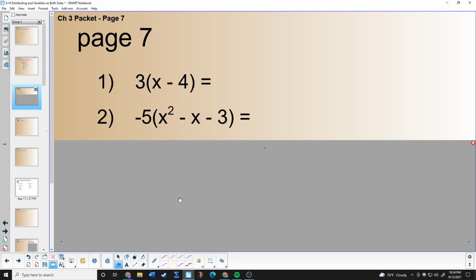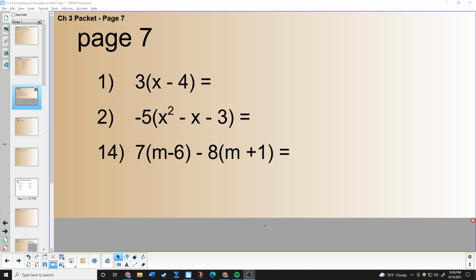Page 7 is all about distributing. There's a bunch of different problems there. So let me make sure, let's pause this real quick. All right, so I went ahead and I actually added one more problem in here that I wanted to talk about. So first, let's take a look at number 1. So again, this is all just distributing.